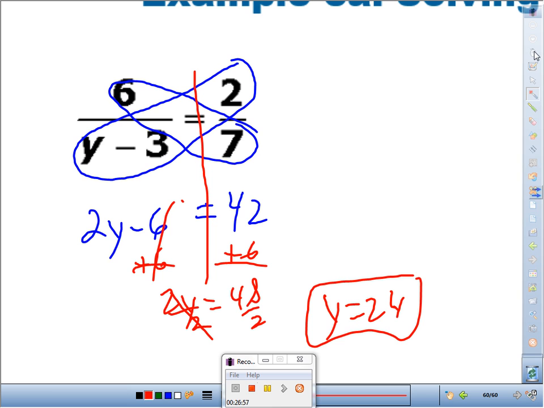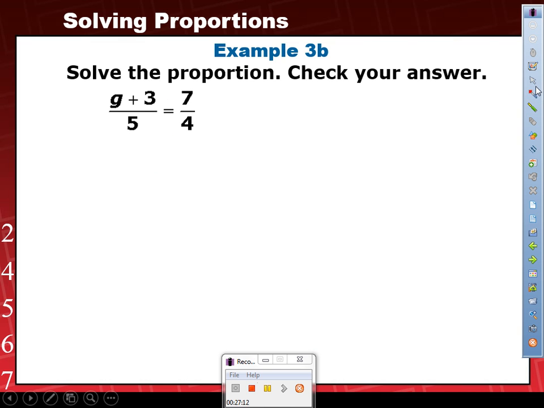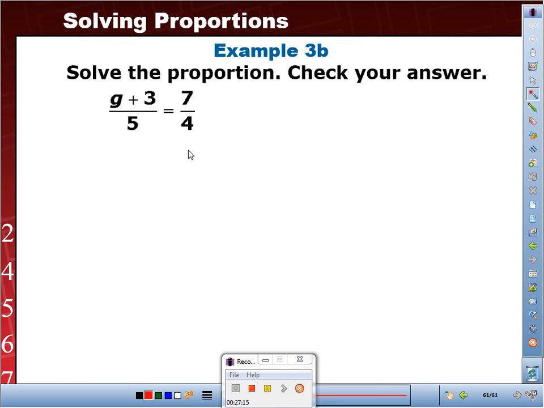Copy this one, example 3b. We've got g plus 3 over 5 equals 7 over 4. Go. You've got 25 seconds. Go.